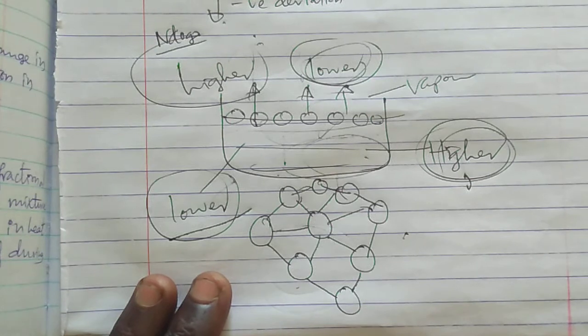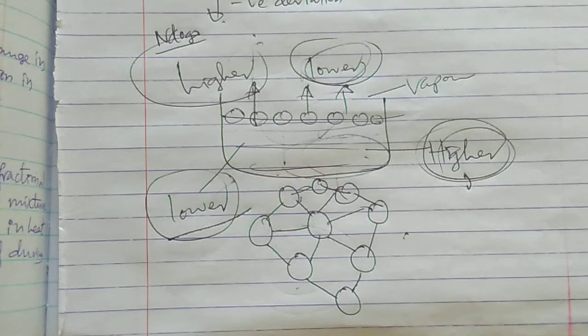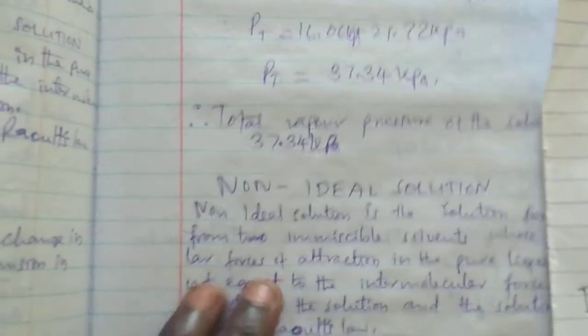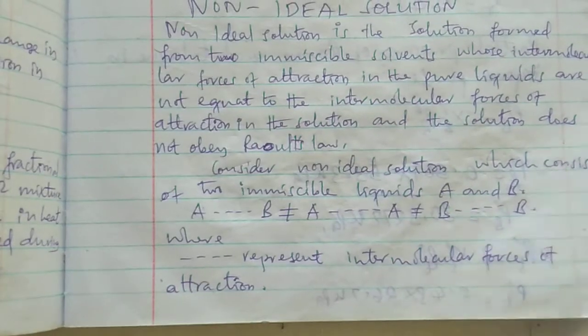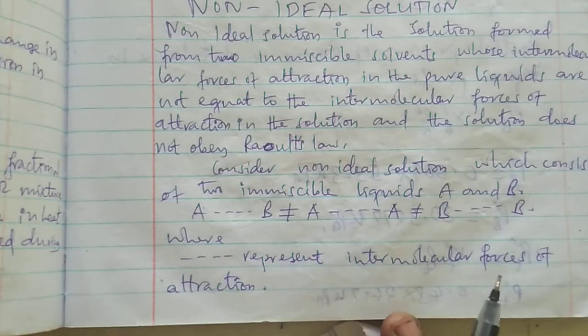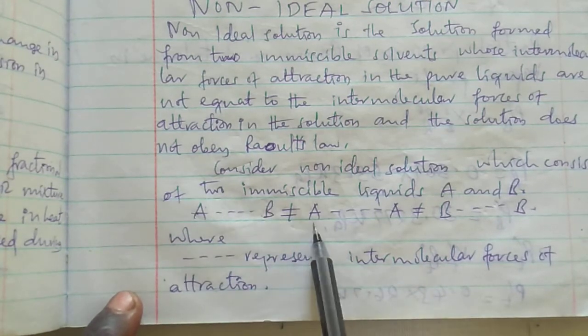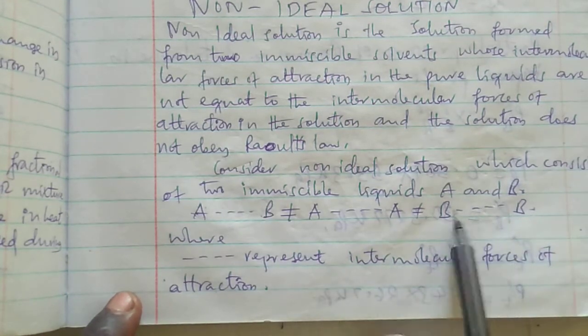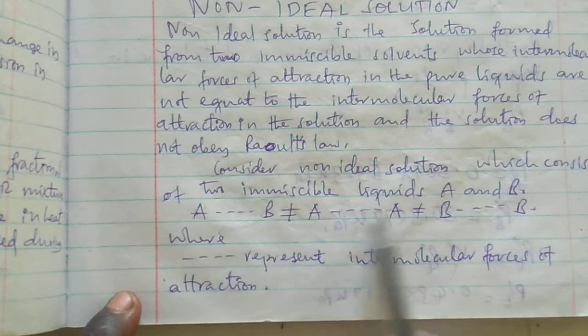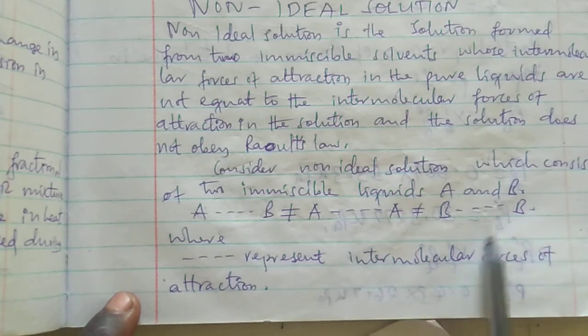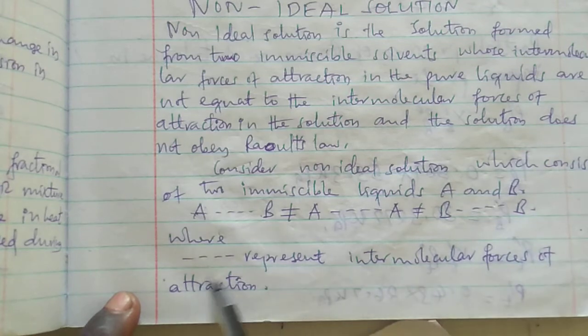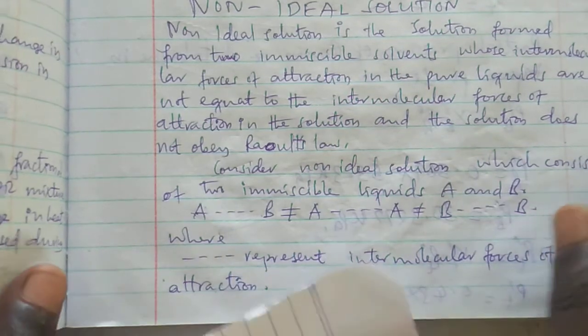So basing on that way, we'll have two types of ideal solution, that of positive deviation and that of negative deviation. So what we are saying ni kwamba kwa mfano hapa tunayo component A and B. The forces in the A and B, which is solution, they are not equal to AA and not equal to BB. AA is the pure solvent A and BB is the pure solvent B. Where this dash represent the intermolecular forces of attraction.